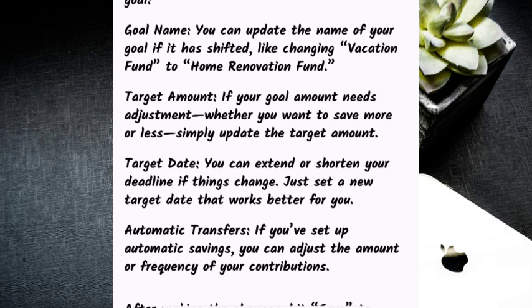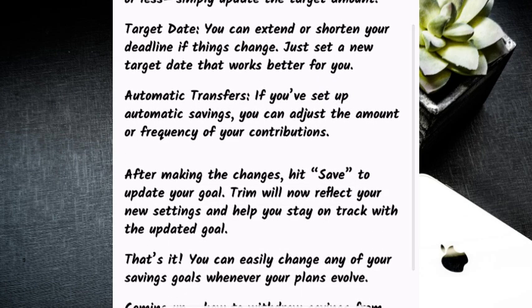You can also edit the automatic transfer. So if you've set up automatic transfer, you can adjust the amount or frequency of your contributions. After making the changes, just hit save to update your goal. Trim will now reflect your new settings and help you to stay on track with the updated goals.